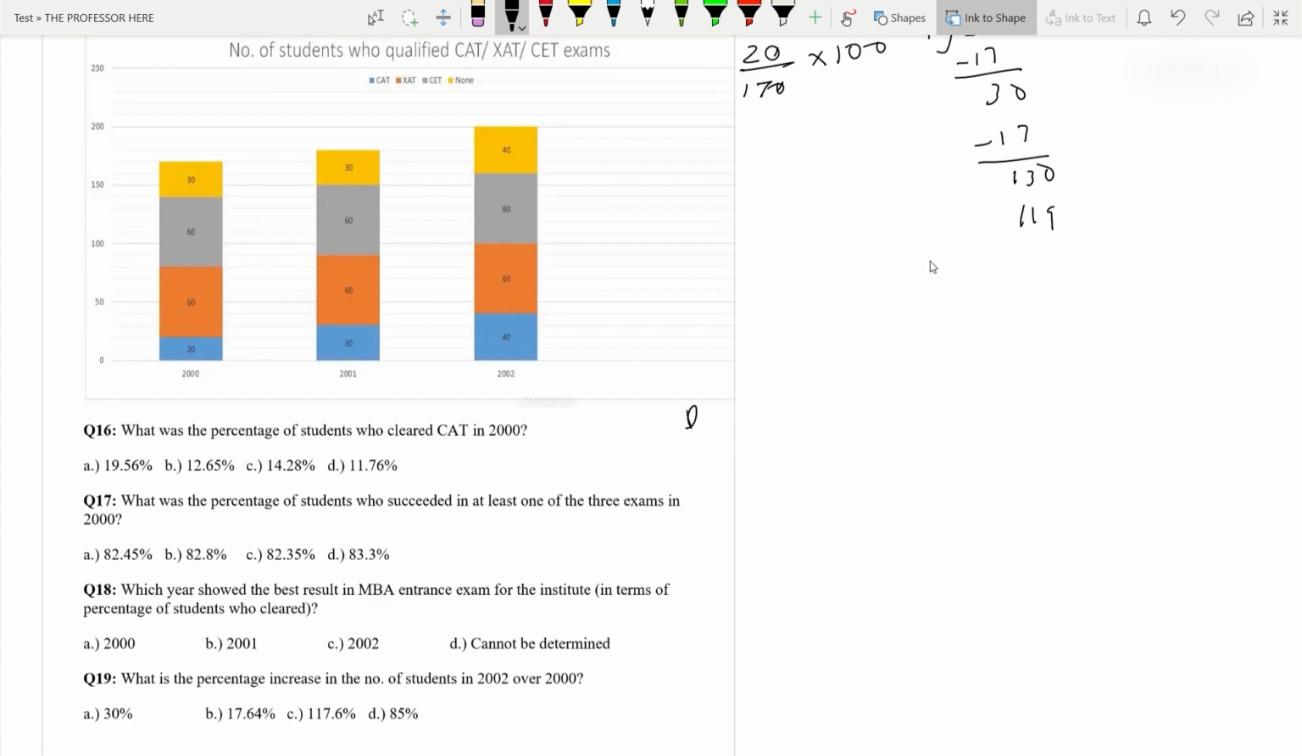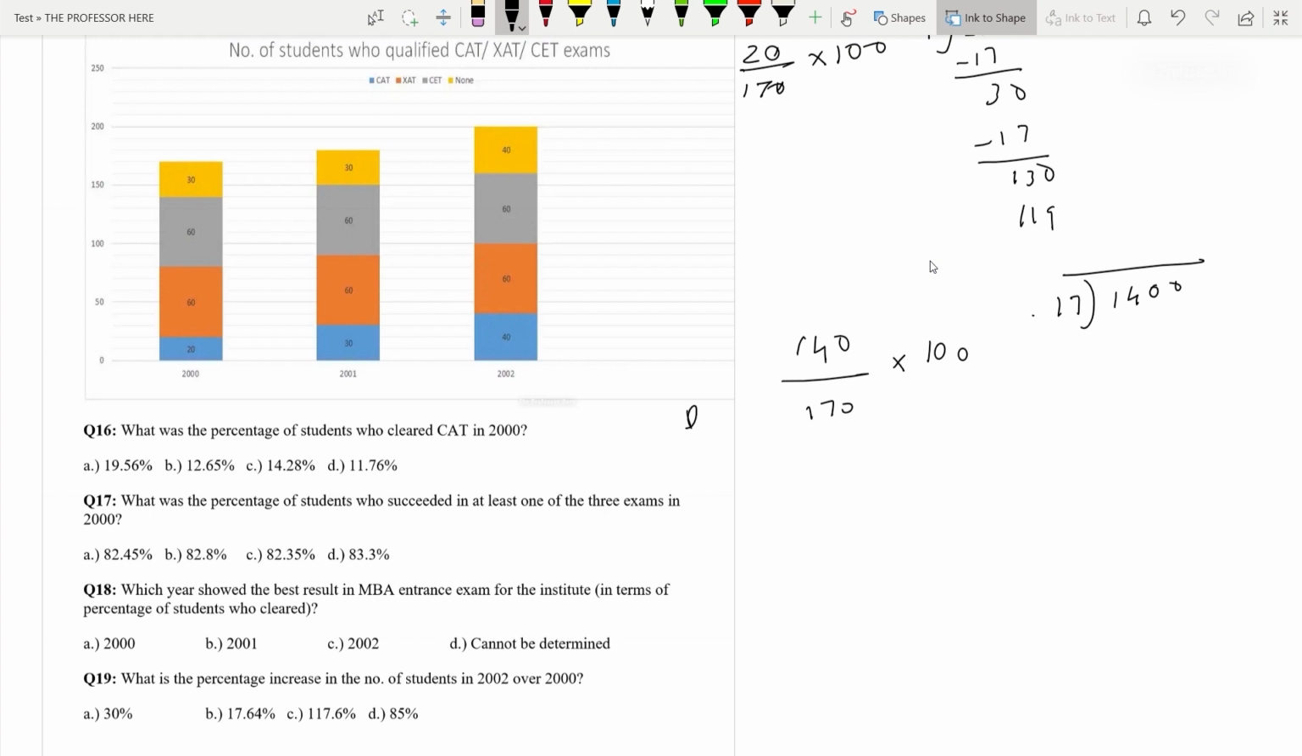Question number 17. What was the percentage of students who succeeded in at least one of the 3 exams? So you simply have to exclude the none part, the number of students who have qualified for none of the tests. So that is 30 in 2000. So that becomes 170 minus 30, 140. So 140 students have passed at least one of these subjects. So 140 divided by the total, which is 170, into 100. So it becomes 1400 divided by 17.